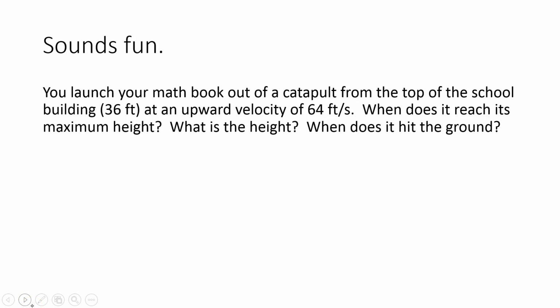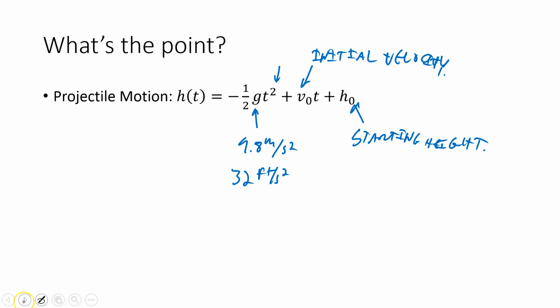So you launch your math book out of a catapult from the top of the school building, which is 36 feet high, at an upward velocity of 64 feet per second. And the question is, when does it reach its maximum height? What is that height, and when does it reach the ground? So we're going to use our equation. I'm going to steal it from over here.